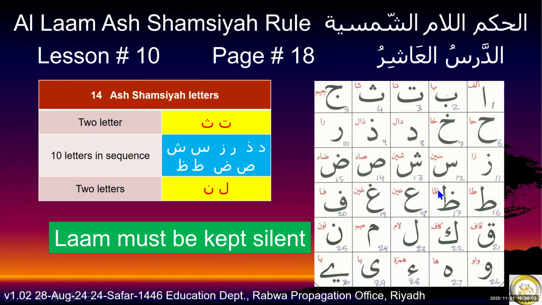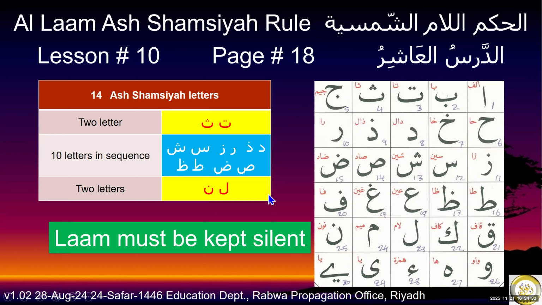If you remember the Qamariya letters, there is no need to remember the Shamsiya letters, because you already know the 14 letters of Qamariya; by the elimination method, the remaining letters belong to Shamsiya. So if someone wants to remember, take the 2 letters ta and sa, then dal up to za, then lam and noon. That's all. The remaining letters are the Qamariya letters. These letters are the Shamsiya letters.